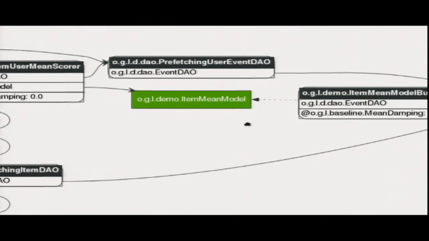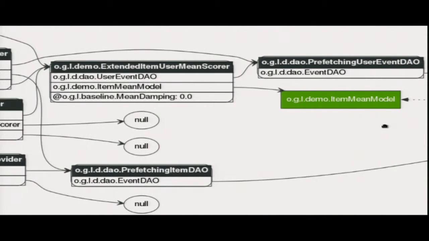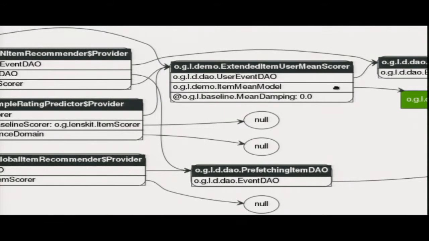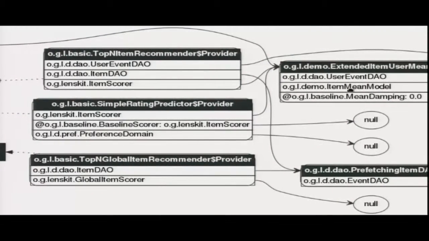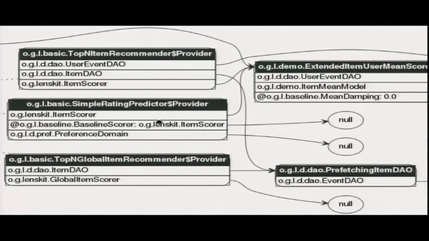So these kinds of diagrams let you see what your recommender configuration looks like and look for places where you might want to change it. There's not a lot to change in this one, but for the rating predictor, for example, you could use a different baseline score, or you could reconfigure the preference domain.